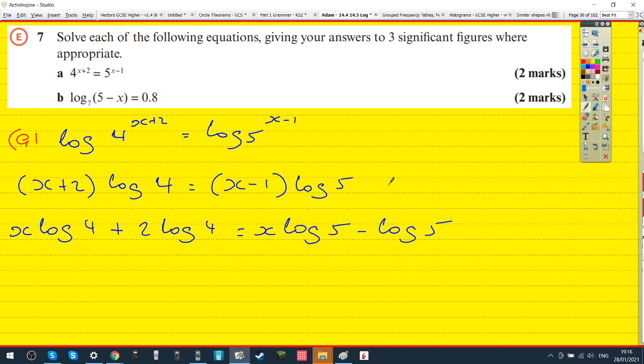And then you could simplify by bringing x log 4 to the right side. Yeah. X's together, numbers together. You don't have to do it all in one go, whichever way you want. Okay. I'll do the x's first. So would you minus x log 4 on both sides? Yep. Okay. Let me think about this. Okay. Yep. Go on.